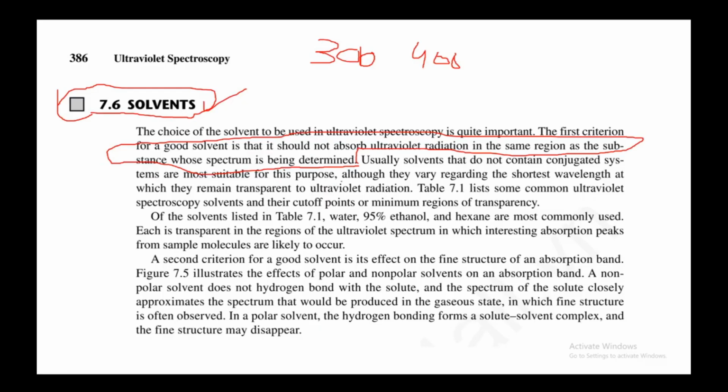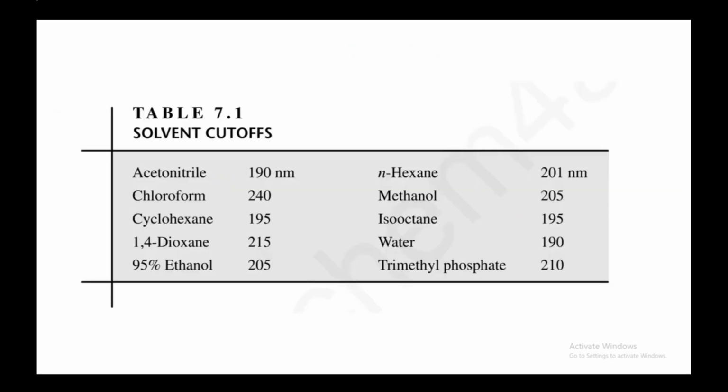Any solvent which does not contain a double bond, triple bond or benzene ring, or does not have any conjugation, is good for UV visible spectroscopy, although they vary regarding the shortest wavelength at which they remain transparent in the ultraviolet region. Table 7.1 lists some common ultraviolet spectroscopy solvents and their cutoff points, or minimum regions of transparency. Let's have a look at 7.1.